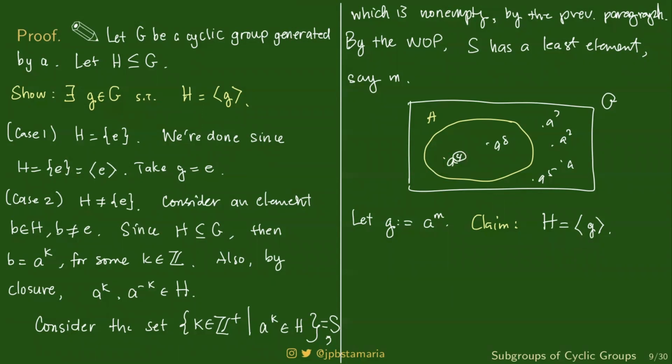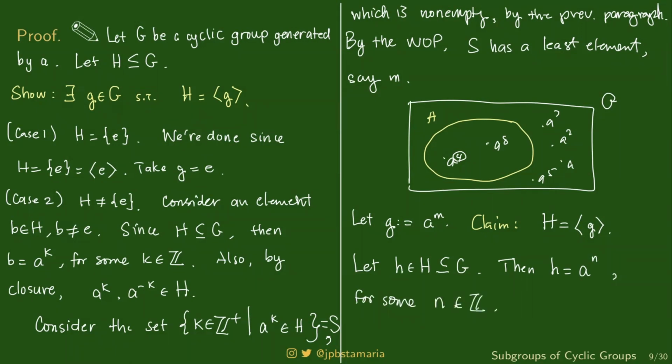I just need to show that every element of H is a power of g. How do we do that? We will take an arbitrary element of H, say little h. Since H is a subgroup of G, or subset of G, doesn't matter, then h itself is a power of a. But we don't know what exponent that is. Now let's say a to the n for some integer n.